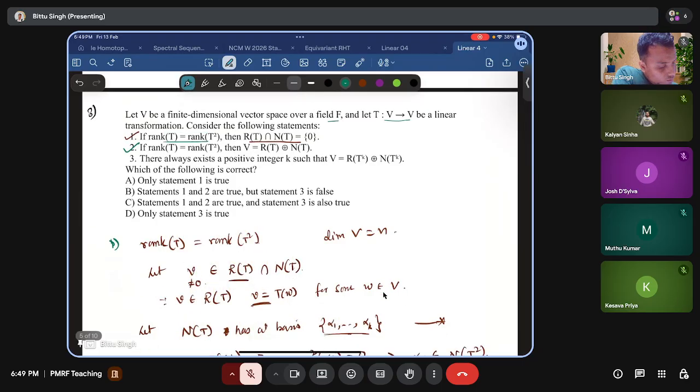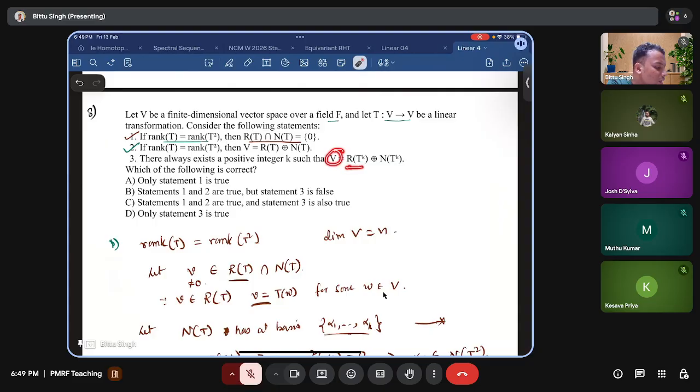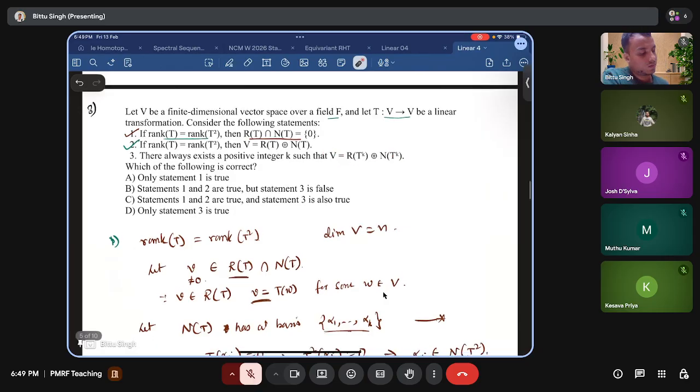Now, there is no condition. We need to see if there always exists some positive integer k for which V is the same as range of T to the power k direct sum null space of T to the power k. In the previous question, there was a condition for which V can be decomposed as range plus null space. But here we don't have any condition. We need to see if there exists any positive k for which this is true.